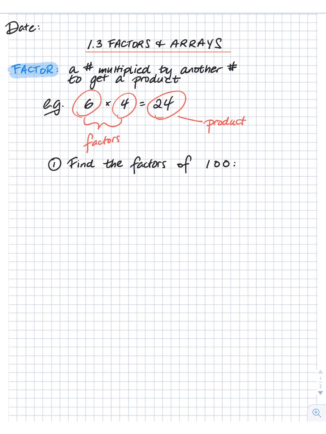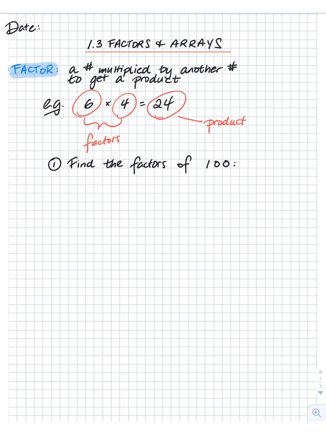So I'm going to show you one method in listing all the factors. I like this method because it helps you organize it in terms of its arrays, which I'll get into in a second. Also, it's a systematic way of making sure that you're getting all the factors of the number. And so what we'll do is we'll do a factor rainbow.